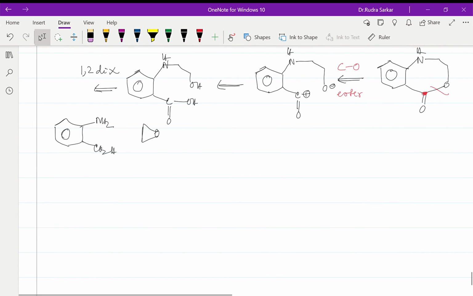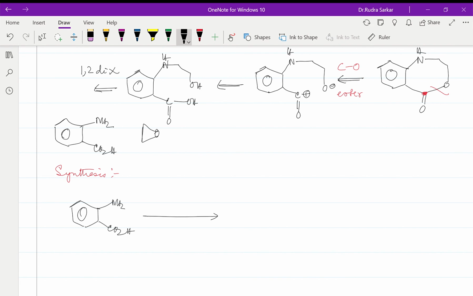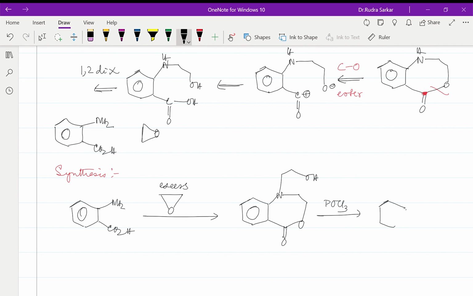Okay, so what we are going to do in the synthesis part now, we will basically react this acid with the epoxide being in excess amount, and that will lead us to the formation of a molecule of this kind, okay, which when treated with POCl3 will lead us to the formation of the target molecule, which is going to be having the structure like this.